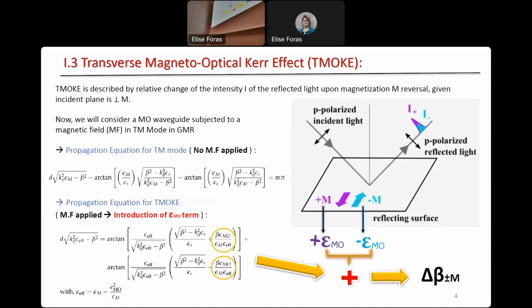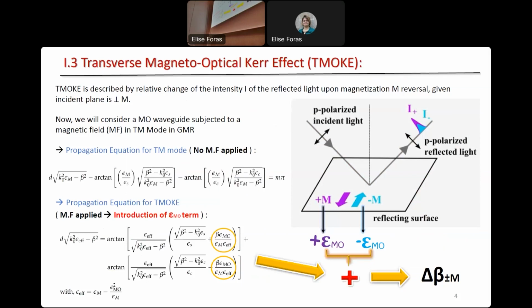Now coming back to the transverse magneto-optical Kerr effect. What is this effect? It is a relative change of reflected intensity upon magnetization reversal. Suppose I have a magnetization, and when I reverse it, we see a change in the reflected intensity. Suppose I have a propagation equation in TM mode. I don't want you to focus on the equation. What happens when we introduce a magnetic field? We introduce off-diagonal permittivity terms. Now you would be asking, what is this? Well, let me tell you.